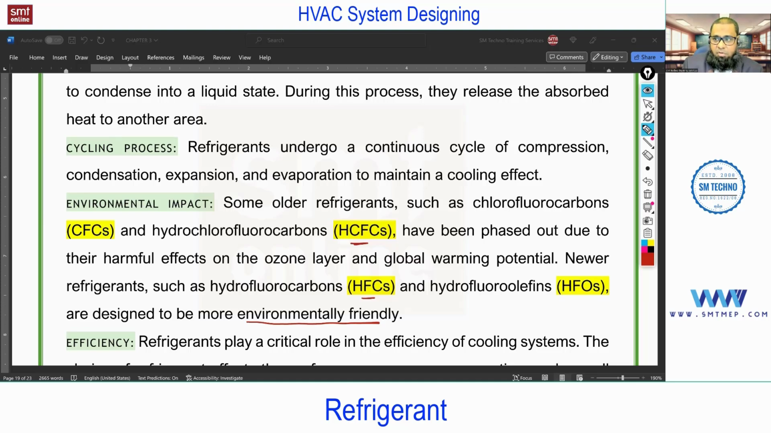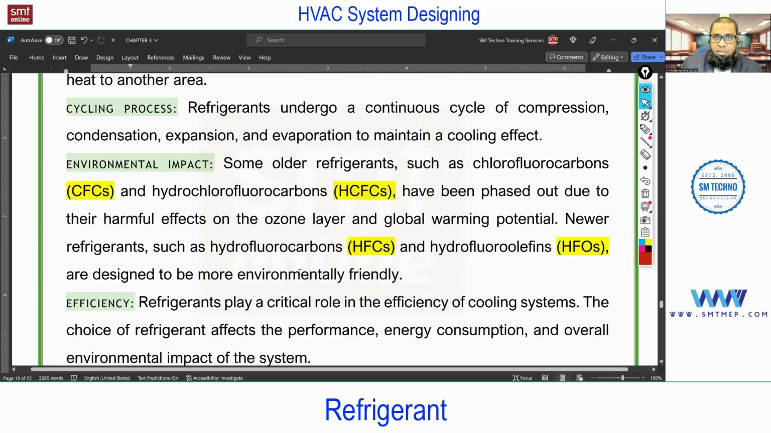Apart from this, you'll find ammonia also, but again ammonia cannot be commonly used. On one side, ammonia has excellent properties to use as a refrigerant. But the problem with ammonia is what? It's so toxic. That's the reason ammonia cannot be used in commercial or residential systems. You may find it in industrial systems with controlled conditions, but it is commonly not used because of its toxic nature.